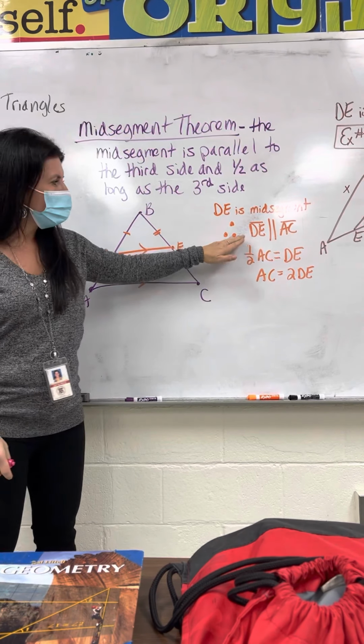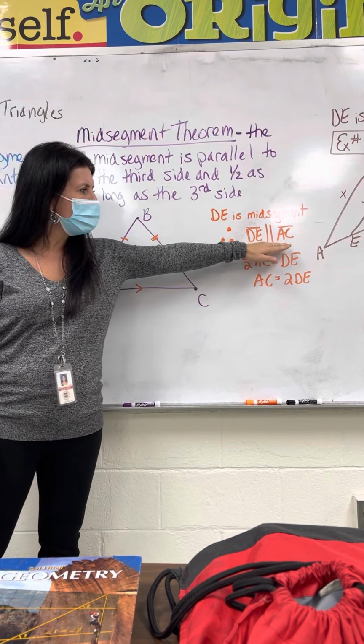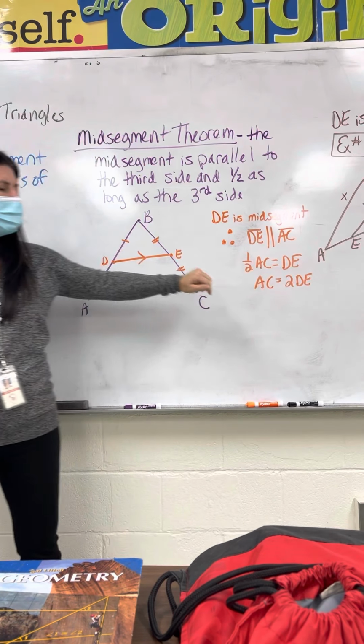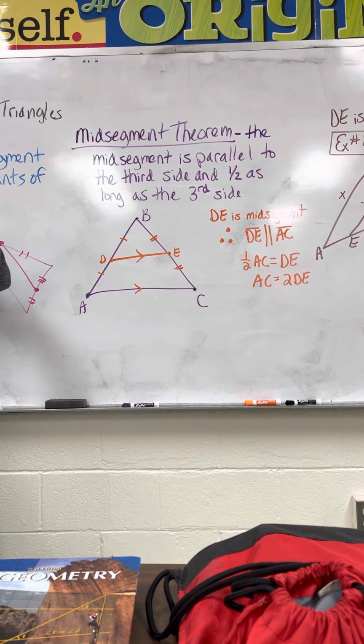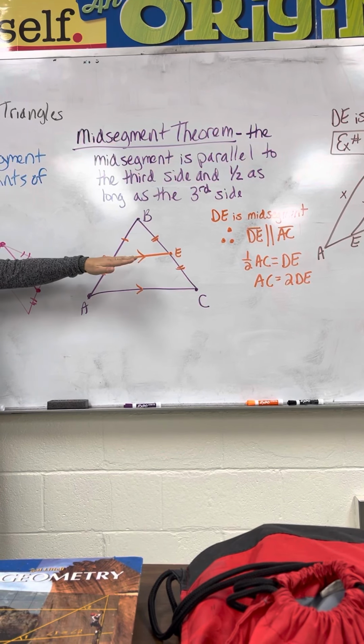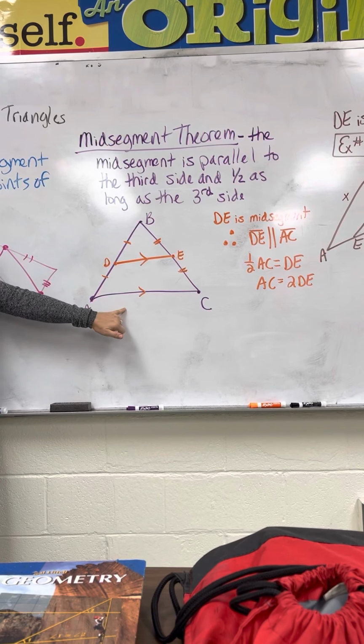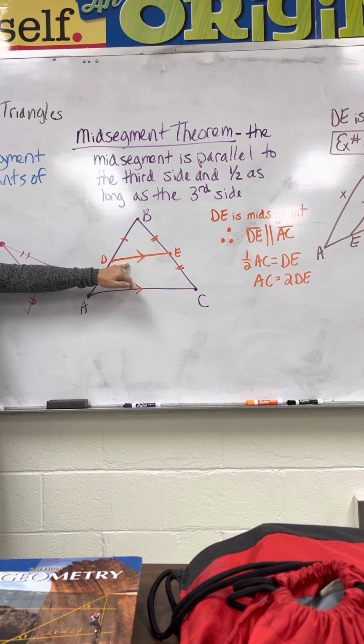So remember that this means, therefore, remember back from chapter 2? So therefore we know that that's parallel. I wrote down two different ways because we need to know it both ways. Half of AC is DE, or 2 DEs gives you an AC. So double this gives you this, half of this gives you this.